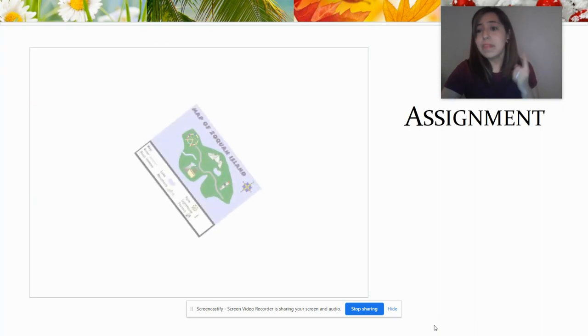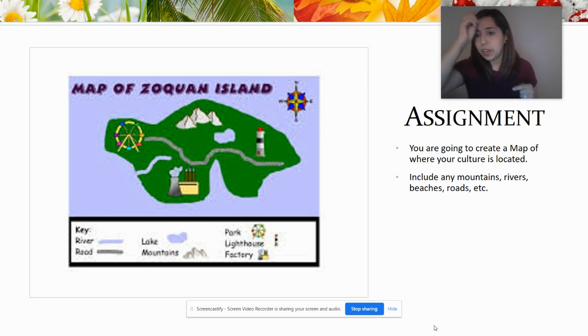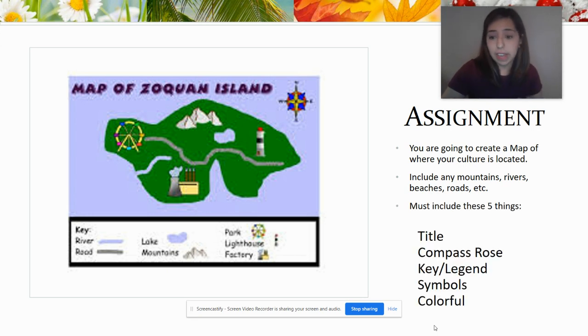Okay, so let's talk about your assignment. On your assignment, you are going to create a map about where your culture is located. And then you're going to have to include these 5 things.